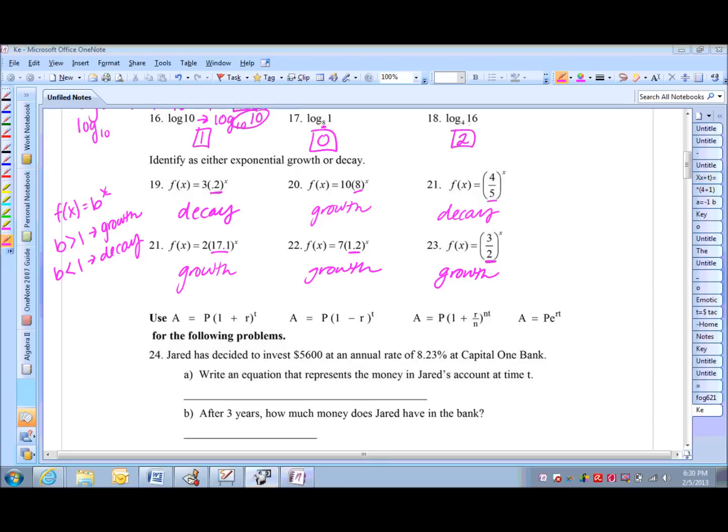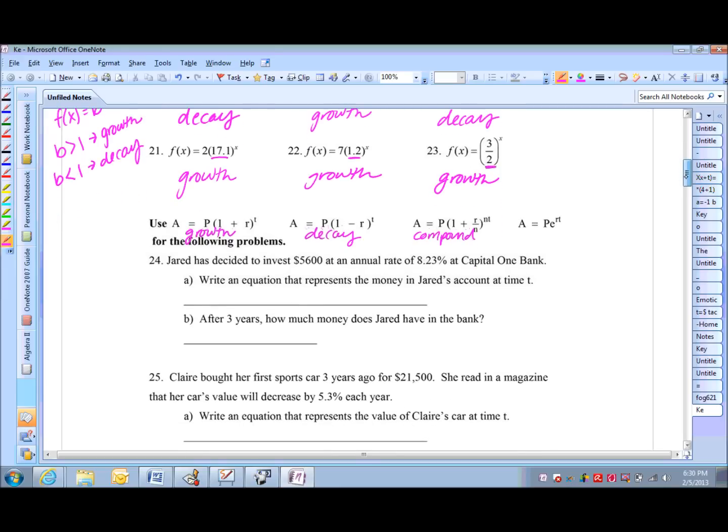In the next section of our review, we're given some formulas that deal with exponential growth and decay in terms of application problems. The first formula they give us is A equals P times 1 plus R raised to the T. And we're going to use this formula when we have exponential growth. And when we have exponential decay, we will use the formula A equals P times 1 minus R raised to the T. And when we have compound interest problems, we're going to use the formula A equals P times 1 plus R over N raised to the N times T.